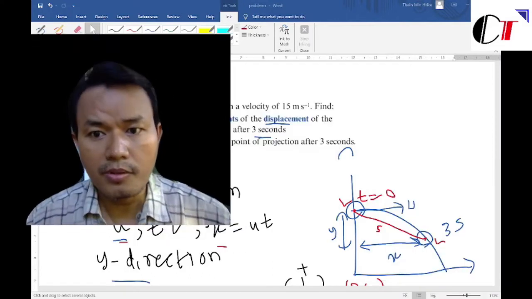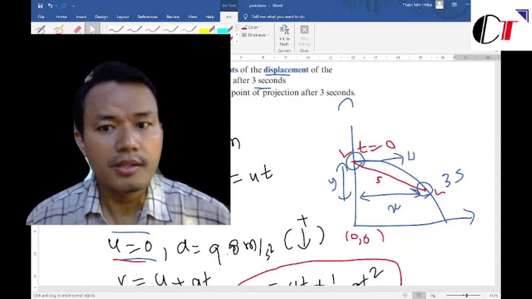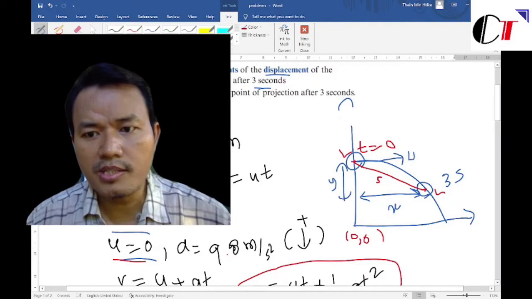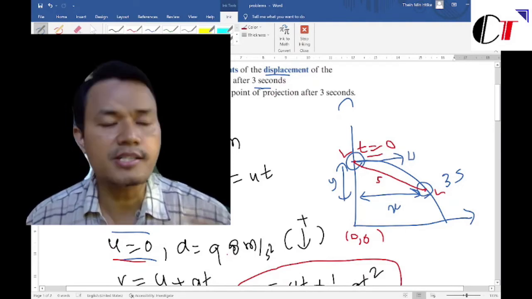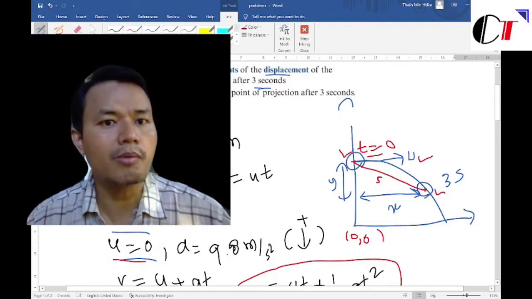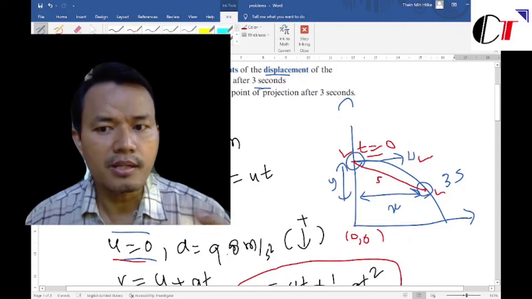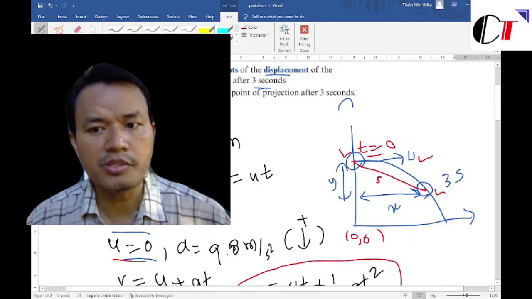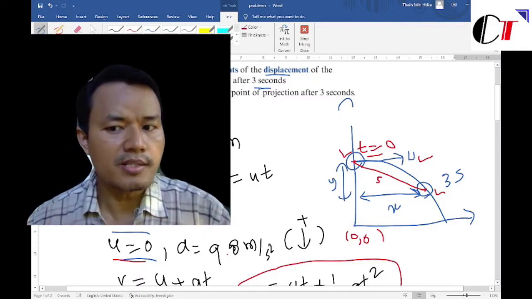Right, so now let's look at the sketch. If you look at this sketch, at time t is equal to 0, your object is here, and then it's just projected horizontally. So this means the initial velocity will be only the x component, there will be no initial y velocity. And after the object is projected, of course the object will free fall in the y direction and move to the right in the x direction.